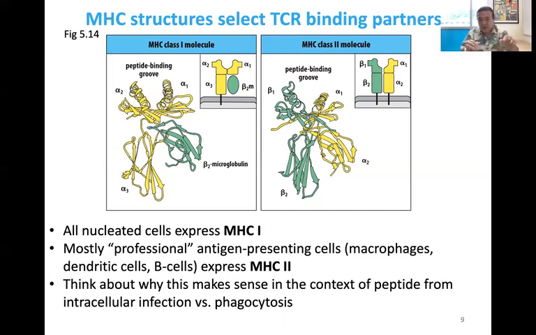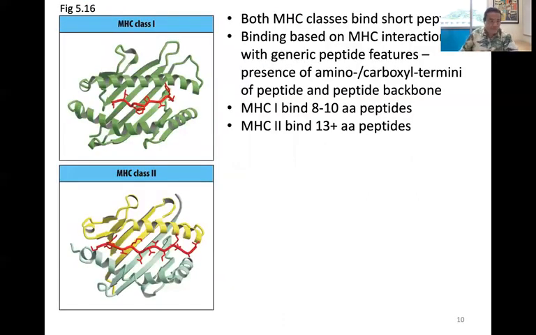So that's why, in this third bullet point, I say think about why this makes sense in the context of a peptide that came from intracellular infection, versus a peptide that got into a cell because the cell was a professional APC and ate it. The subsequent steps in what the immune system does with this are different depending upon those two scenarios.